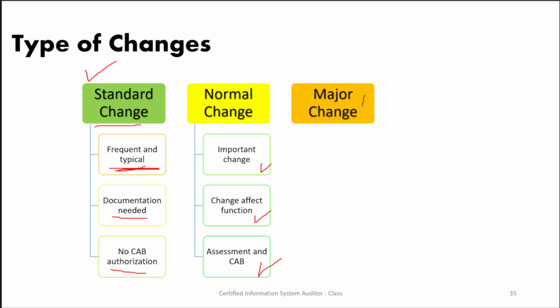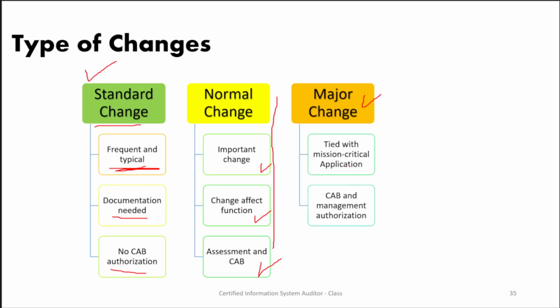We also have a major change, and a major change is similar to the normal change, except it affects a critical function in the organization. So updating the print server is not the same as updating the core banking system. Updating the print server, according to the organization, might not be a very critical function. But the core banking system would be a critical function and needs to be assessed and approved by the CAB and the management as well. So both the CAB and the top management should be notified and approve the change.